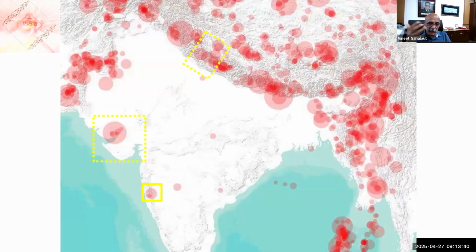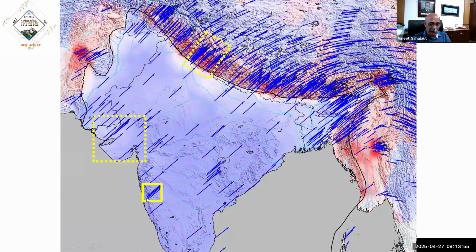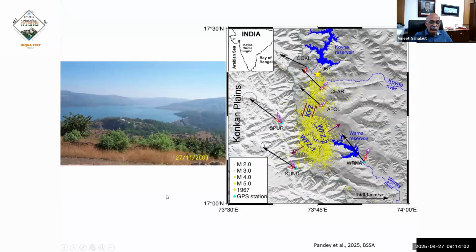If I show you the third typical stable continental region, which has also produced earthquakes, then I come to the Koyna region here. This is the last region which I'm going to talk about. We have an extremely good network here in the Koyna region. Earthquakes are considered or assumed to be triggered by the Koyna reservoir here, but that's only a triggering mechanism.